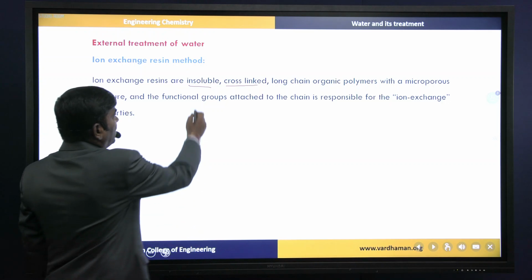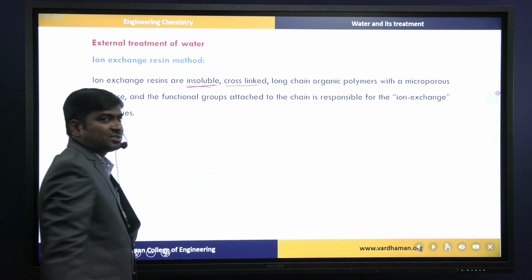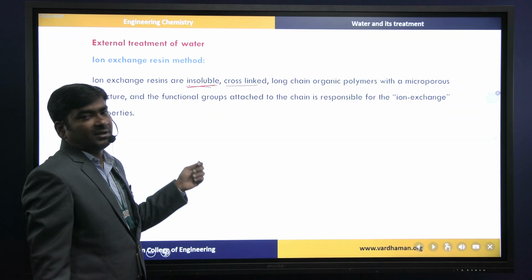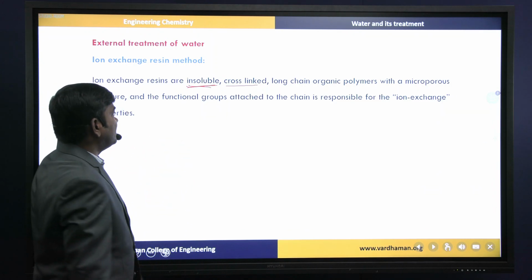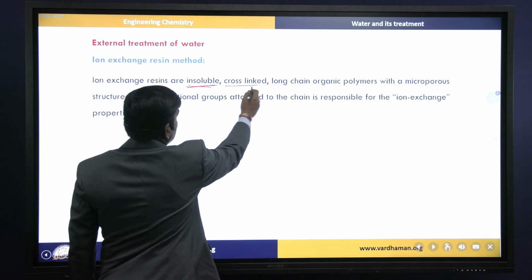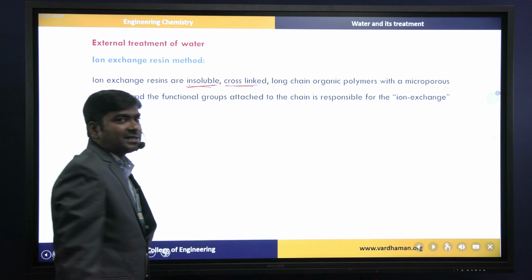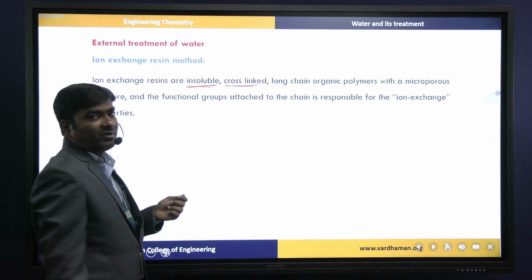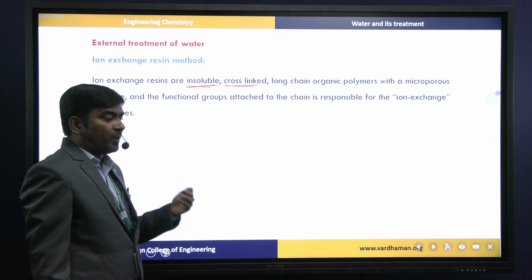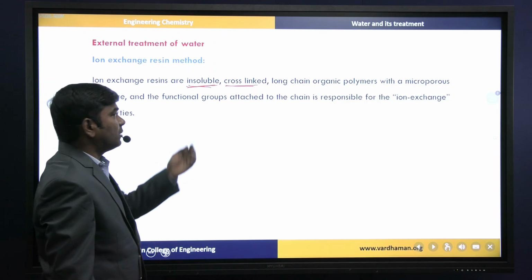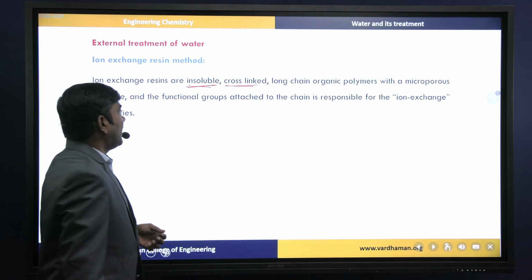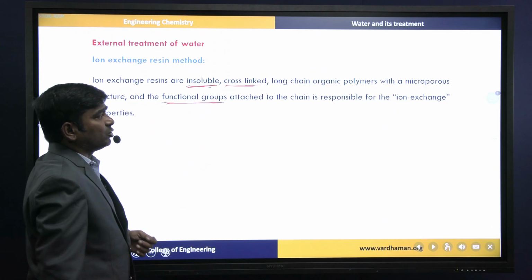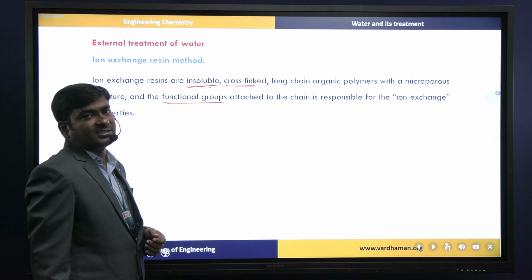So here each word is important. It is insoluble because it is made with organic compound, right. Here 80 to 90% is organic compound in this resin, which has cross links, long chain organic polymers, and is also microporous. The micropores are very important because the water has to pass through. And the functional groups are responsible for the ion exchange, right.